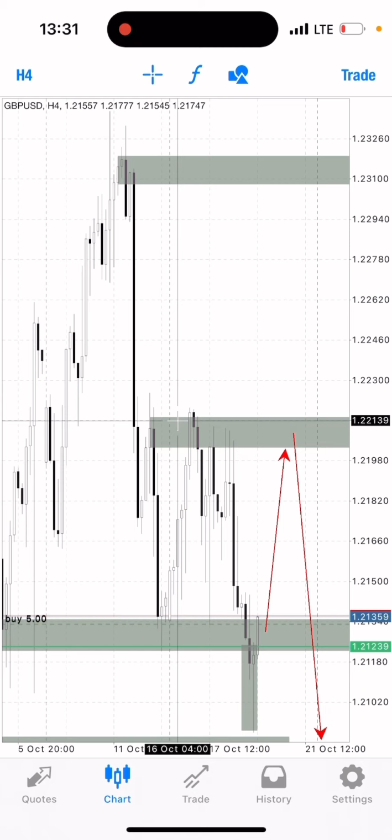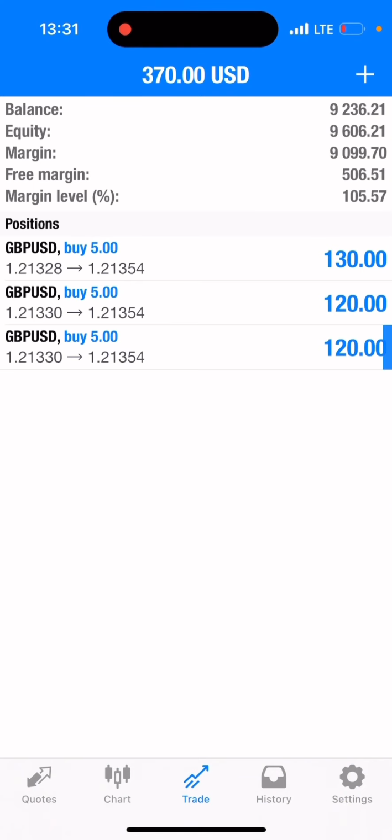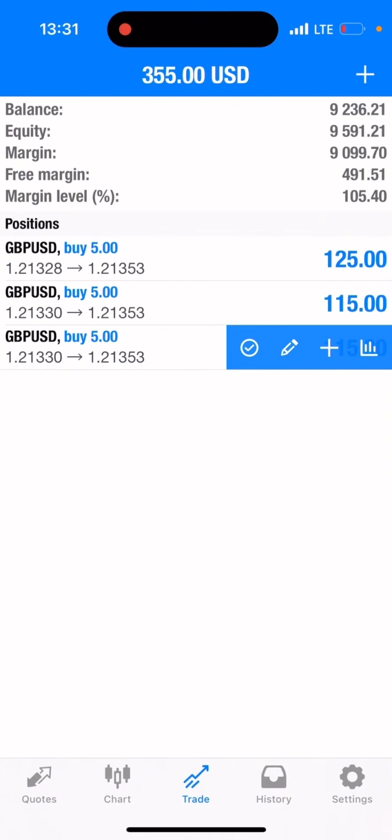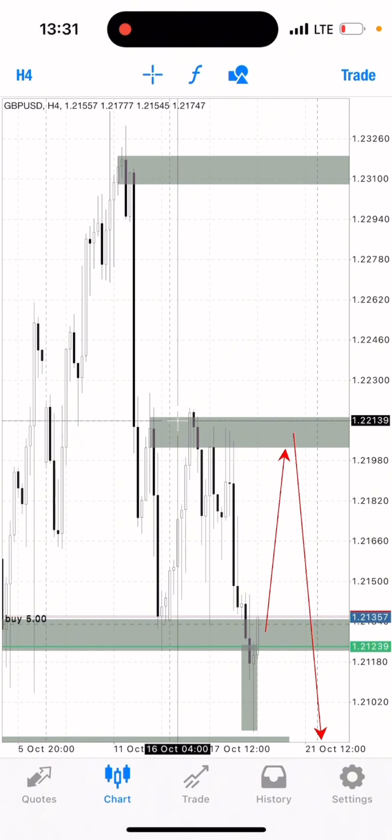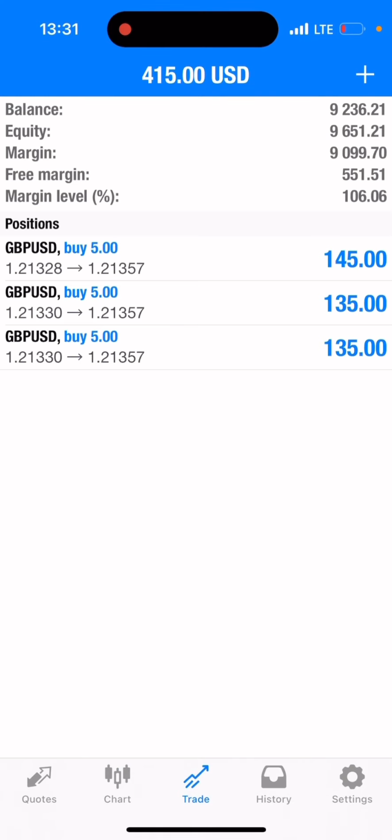Okay, so this trade, I want to bag some big profit from this trade. Okay, so I'm expecting to bag some big profit today from this trade. So my account currently is 9,200. Okay, but let's see how much I'm gonna make from this trade. Let's see how much I'm gonna make.